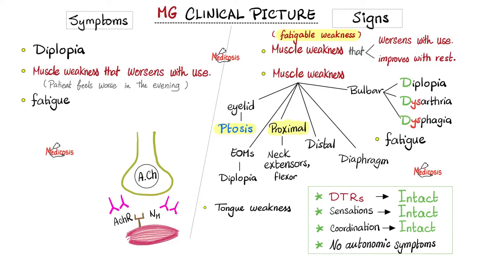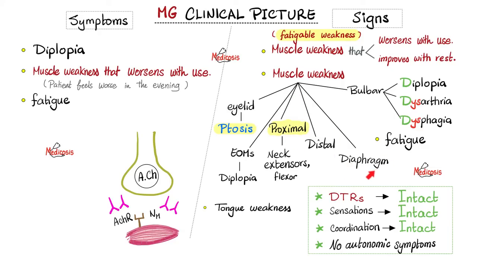The muscle weakness affects the muscles of the eyelid, so I get ptosis or droopy eyelids. Weakness of the extraocular muscles, causing double vision. Weakness of the proximal muscles, such as the neck muscles. Tongue weakness can also happen. Distal weakness can happen, but it's not as common as the proximal muscle weakness. The diaphragm can get weak.